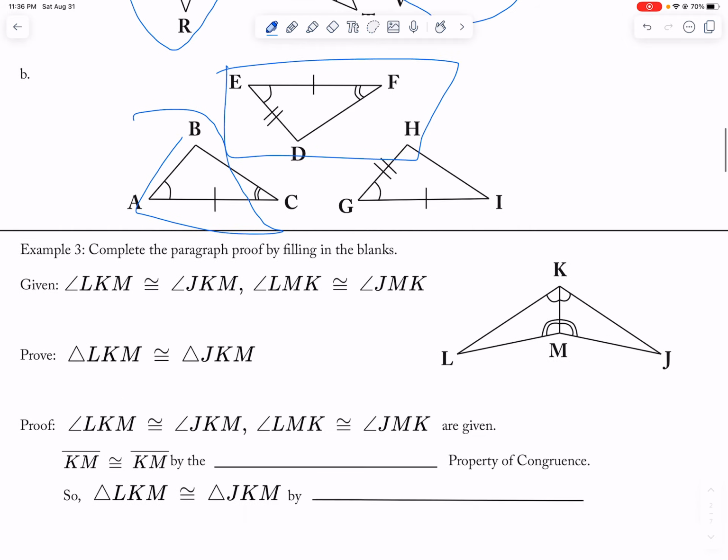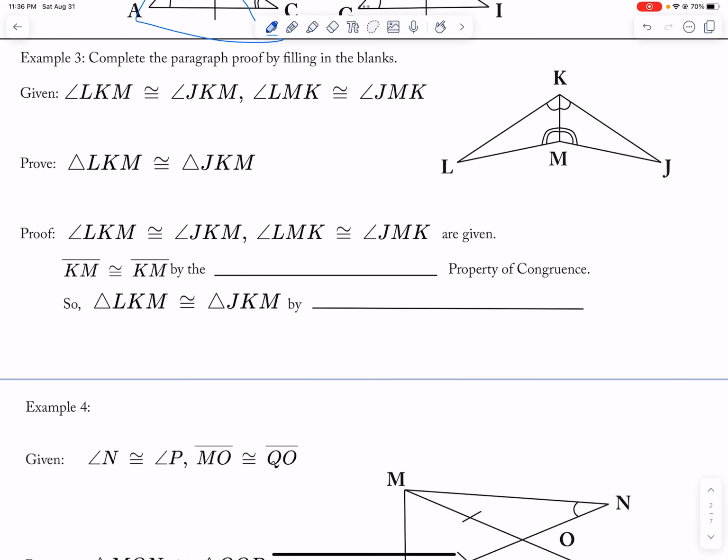Okay, so now we're going to complete the proof. KM is congruent to itself by reflexive. And then that makes angle, side, angle. Okay, so then example 4. Some more proofs. Okay, so let's take a look.